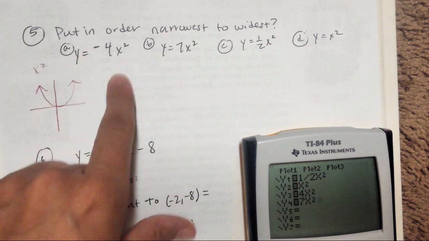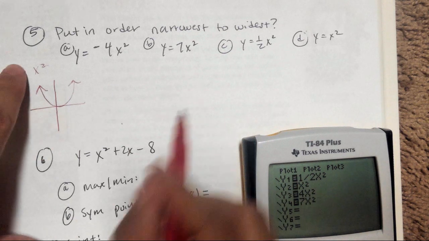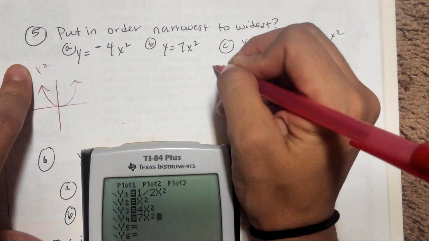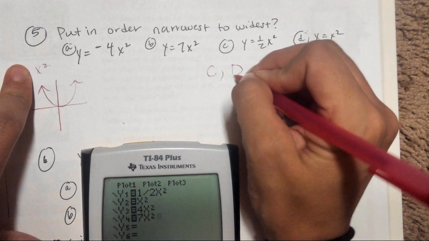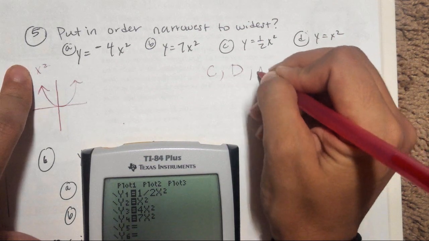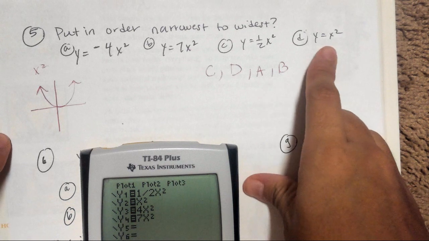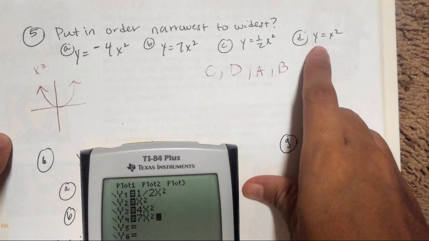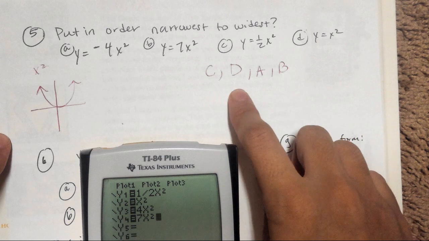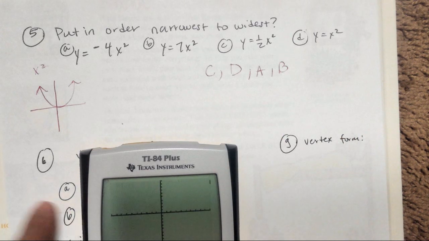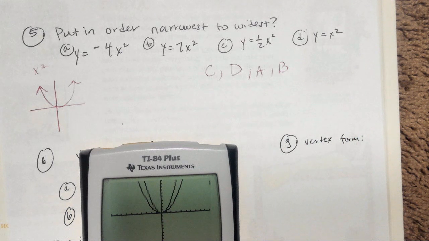And I put these in order from smallest number to bigger. So I put them in this order: C, D, A, B. That's the order I put them in. So let's see if it's true. Since I put the smallest number in, it should get from really fat to really skinny. So let's see what happens. So fat, skinnier, and then the last one should be really skinny. And it works. Yep.